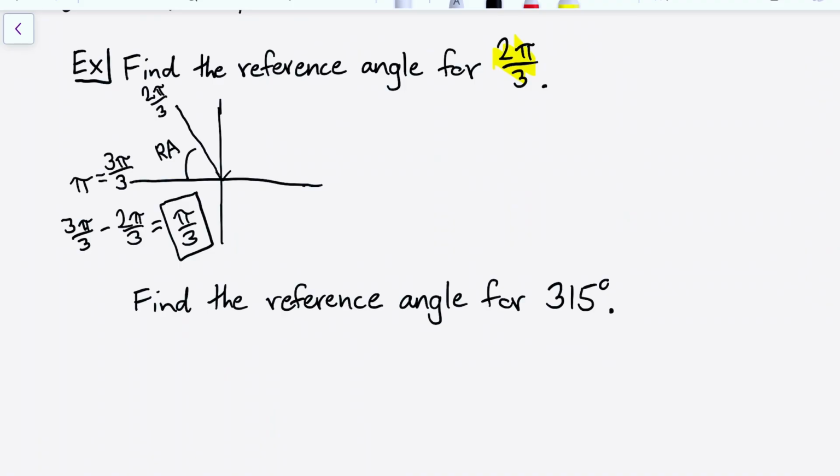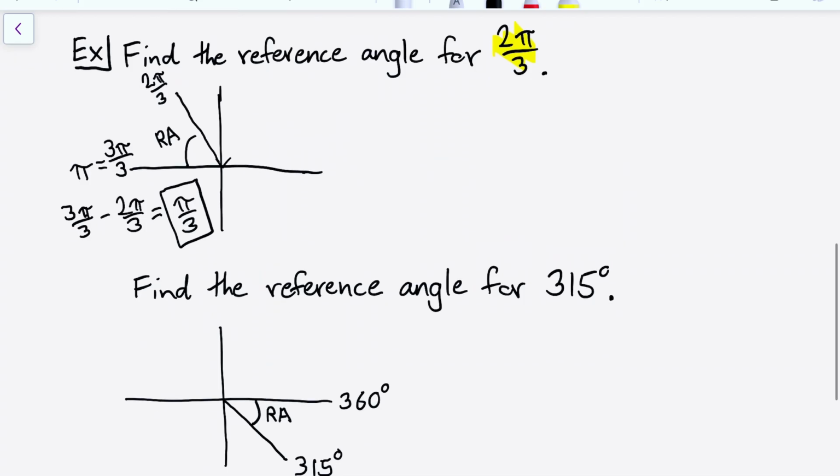Second, I want to find the reference angle for 315 degrees. This one in degree measure is a little more intuitive to locate. This is an angle measure in quadrant 4. And the reference angle here is this acute angle between 315 degrees and the x-axis, which we'll call 360 degrees. So what is the reference angle in this case? It's 360 minus 315. It's always a positive angle, which equals 45 degrees. Here's our reference angle for 315 degrees.